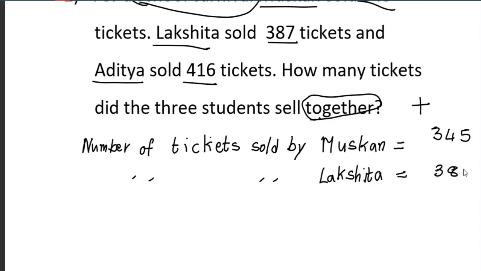Okay, children. And there is another boy. What is his name? Aditya. So number of tickets sold by Aditya. How many tickets did he sell? He sold 416 tickets. How many, children?